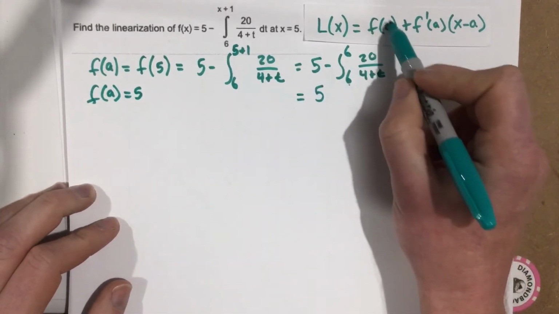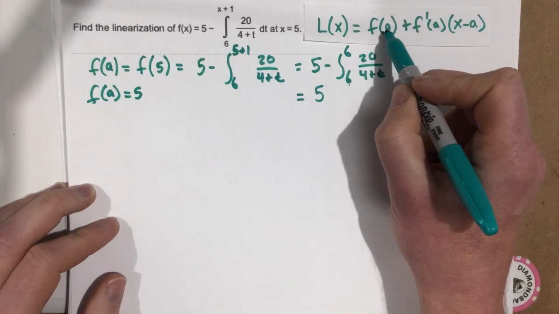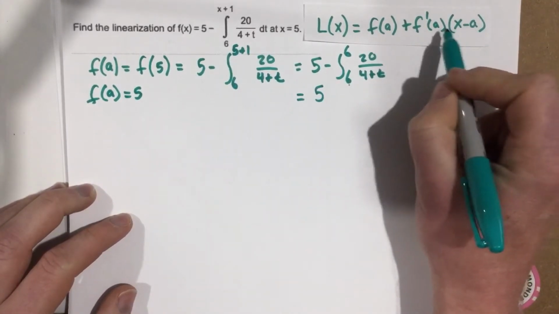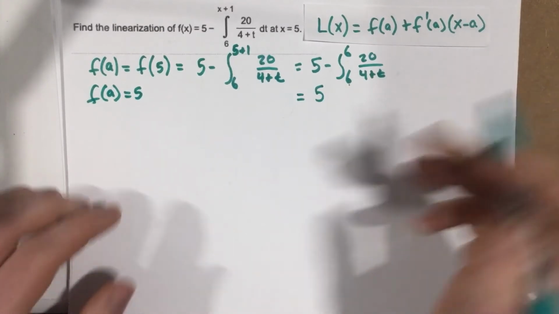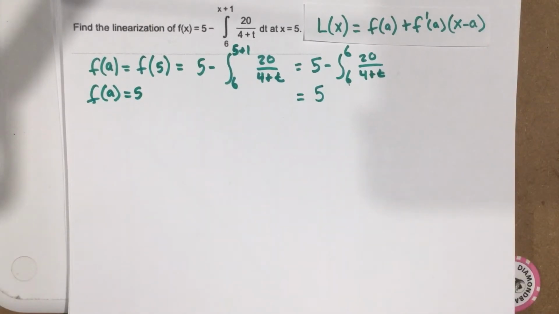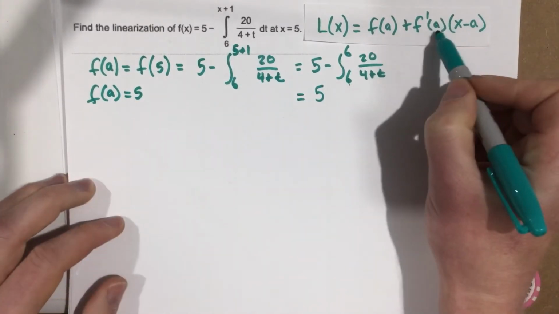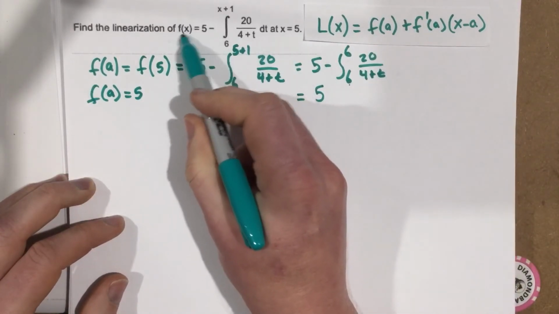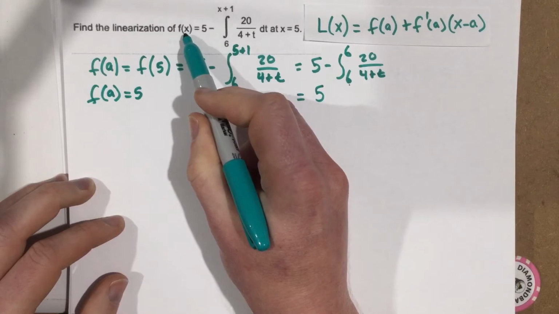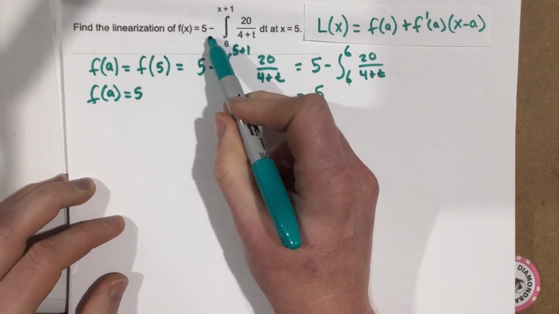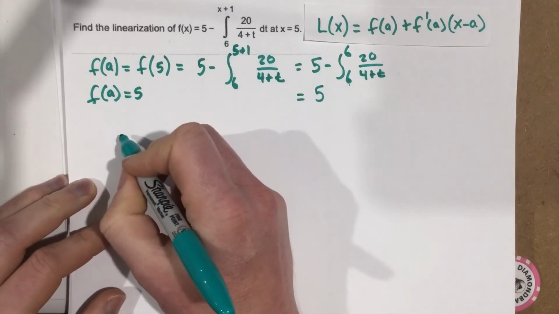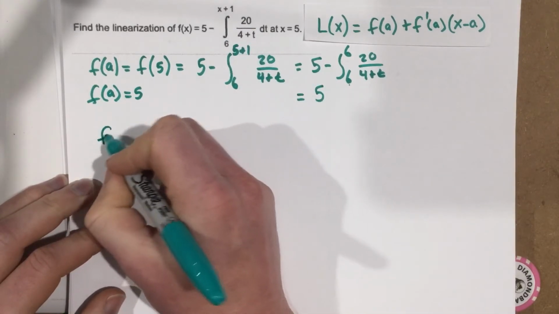So we know that this part of the linearization formula is 5. And we also know what a is. We know a is 5. So we need to figure out what is f prime of a. So what are they really asking you? They're saying find the derivative of f of x. Well, f of x has an integral in it.